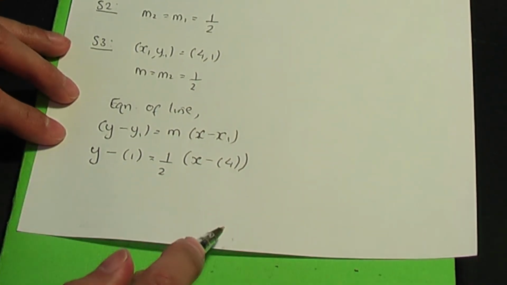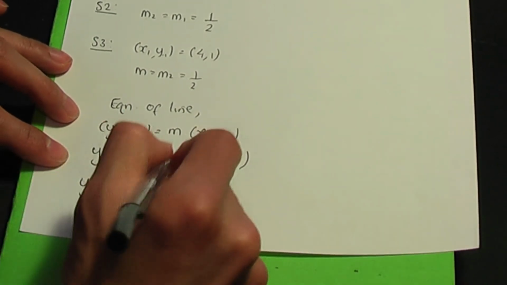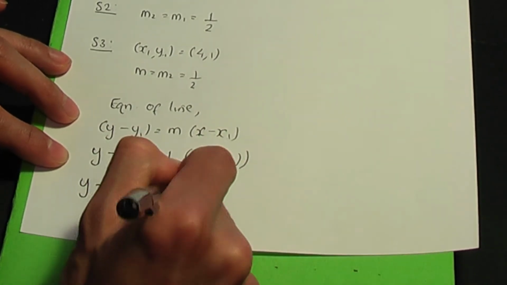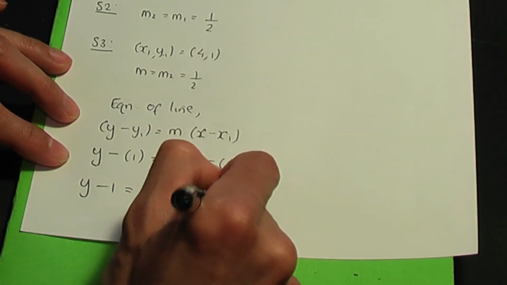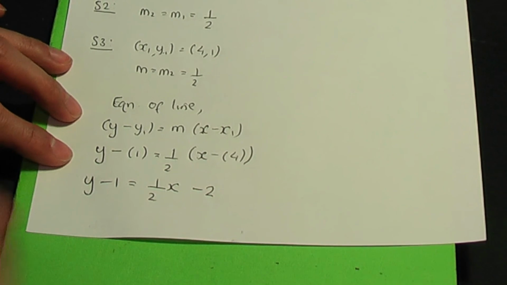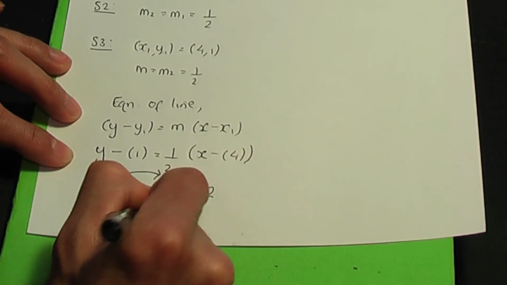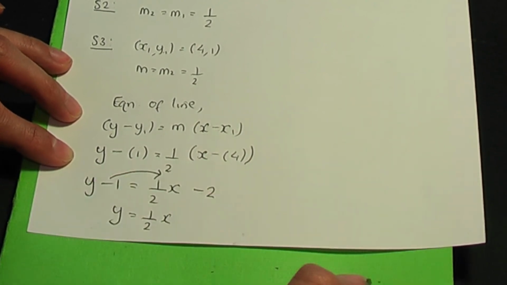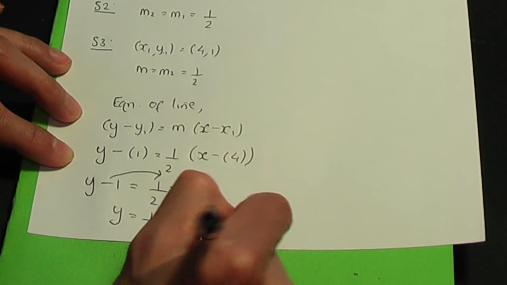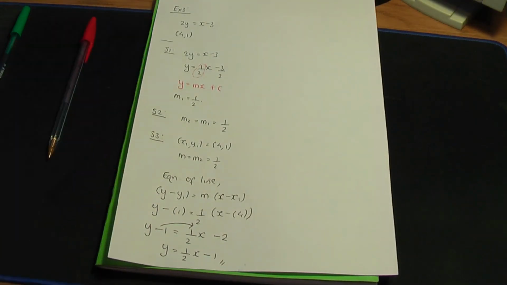So if I expand the brackets, I'll have y minus 1 on the left. Half times x is half x. Half times minus 4 is minus 2. And if I take the minus 1 to the opposite side, y then is half x minus 2 plus 1, which is minus 1. So this should be the solution to example 3.